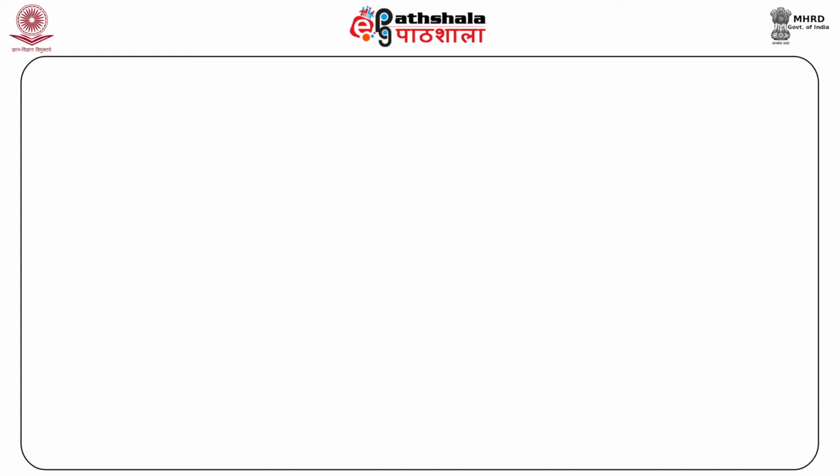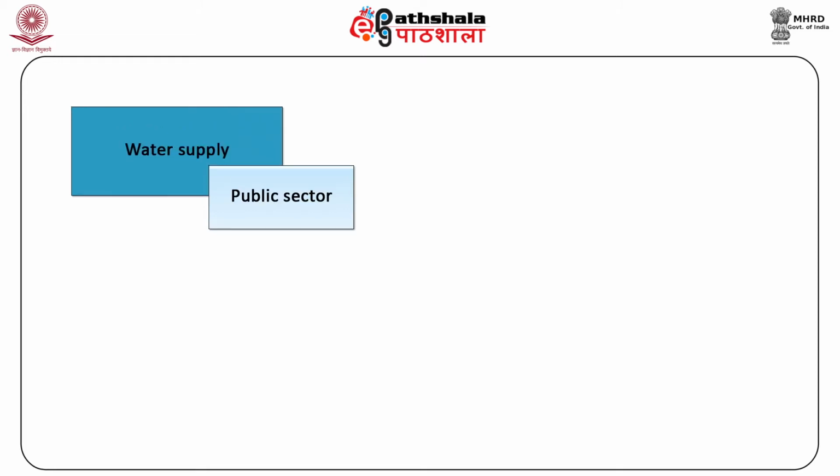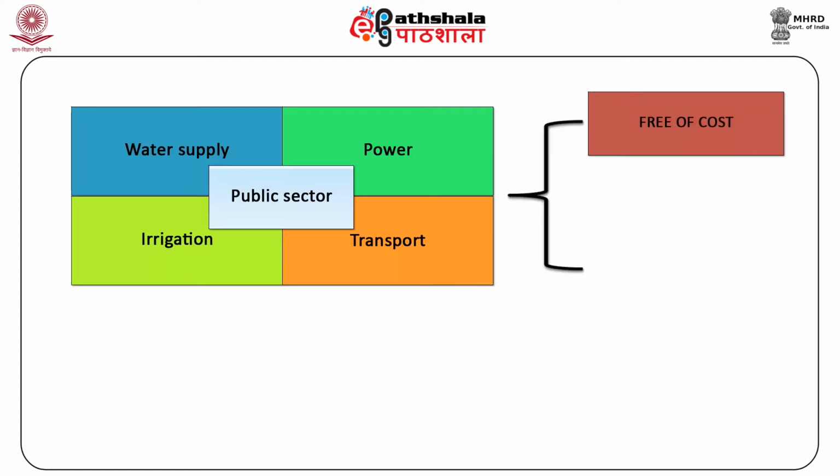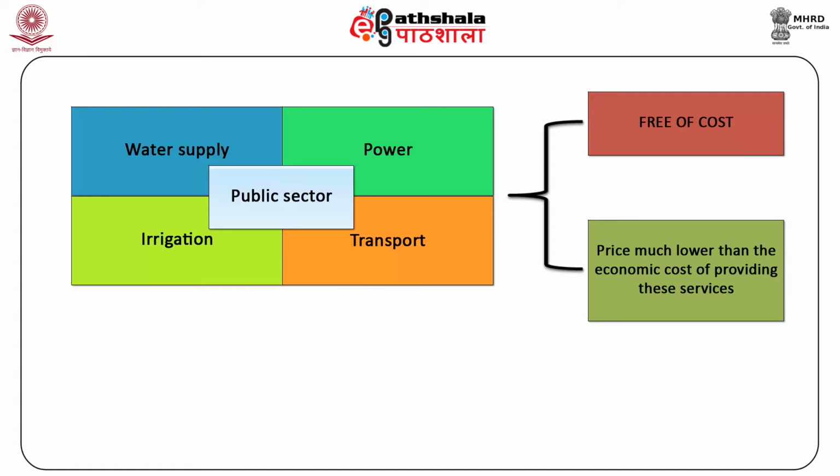User charges. Most of the public sector is engaged in providing public services like water supply, power, irrigation, transport, etc., which are supplied to people either free of cost or at a price much lower than the economic cost of providing these services. There is also substantial hidden subsidy involved in providing these services.